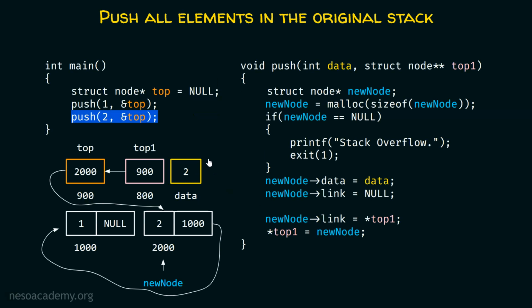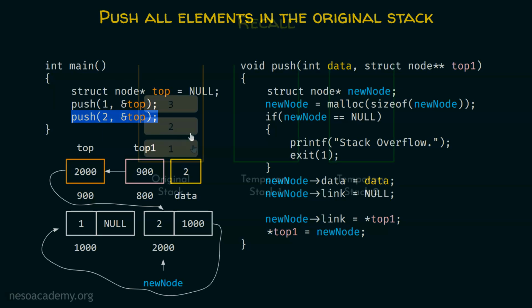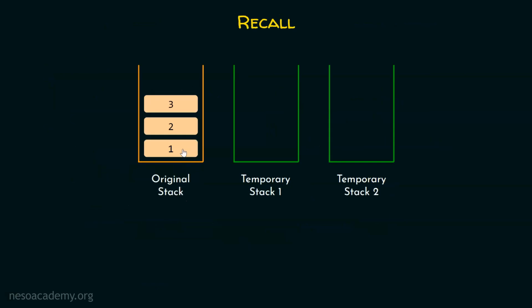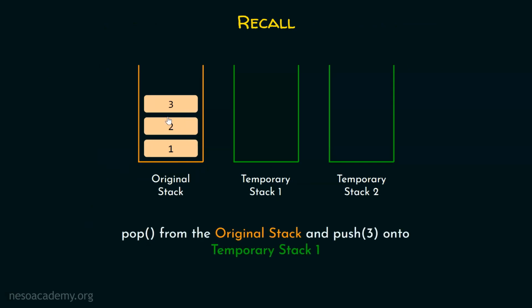Now I hope the complete code is clear to you. Here we can call push function one more time to push the element 3 onto the stack, and it is not very difficult job, right? After this, of course, the original stack will look like this. Now we want to pop an element from this stack and we want to push this element onto the temporary stack 1. This is the requirement, right?